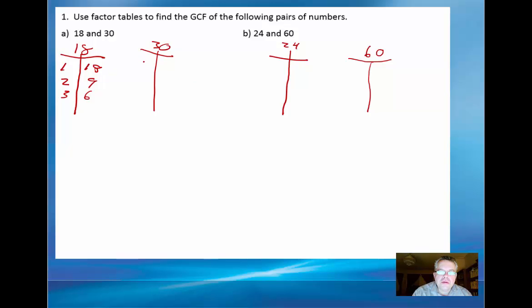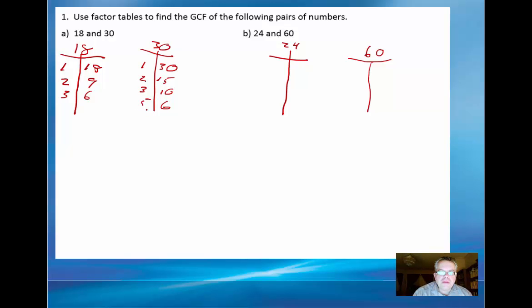Let's do 30. 30 is 1 times 30. Okay, we could also do 2 times 15. 3 goes into 30, it's 3 times 10. 4 doesn't go into 30, but 5 does, and it's 5 times 6. Okay, we found all the factors of both numbers.